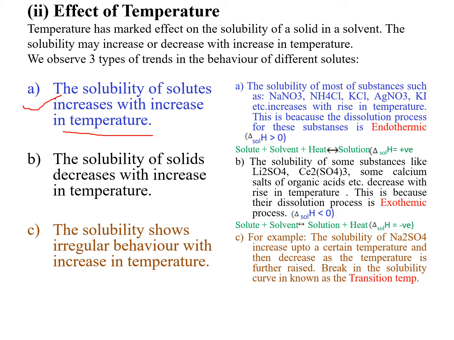The solubility of most substances, such as sodium nitrate, ammonium chloride, potassium chloride, silver nitrate, potassium iodide, etc., increases with rise in temperature. Why does it increase? This is important: it is because the dissolution process of these substances is endothermic in nature. It depends upon the dissolution process.